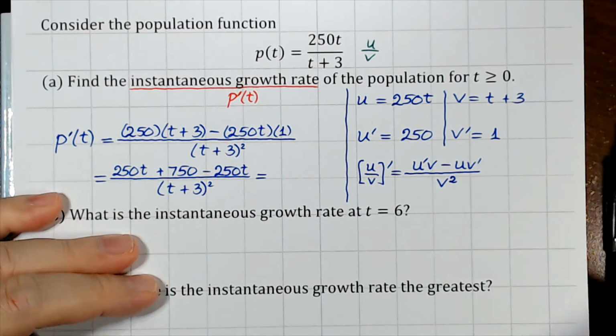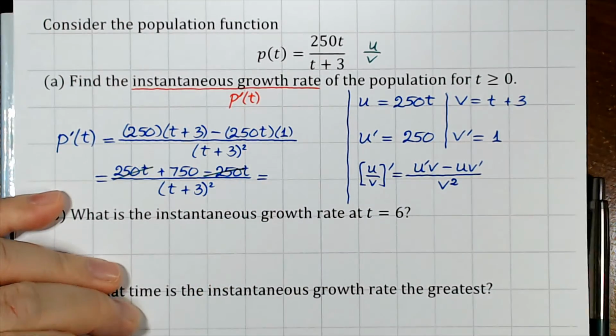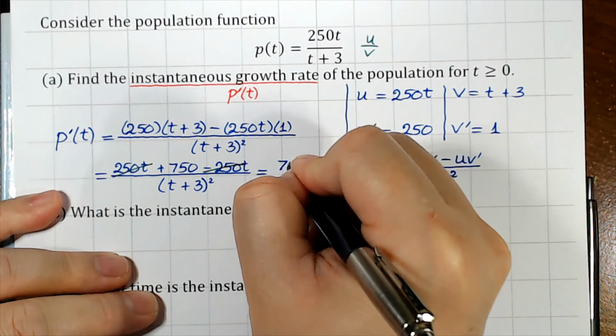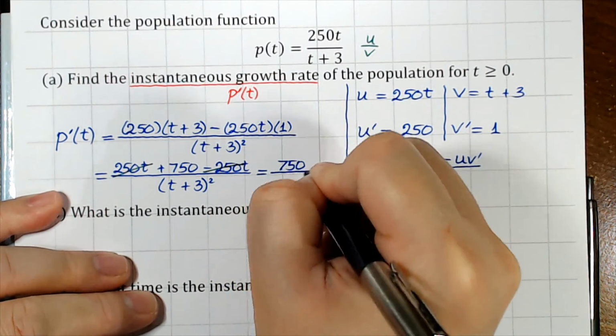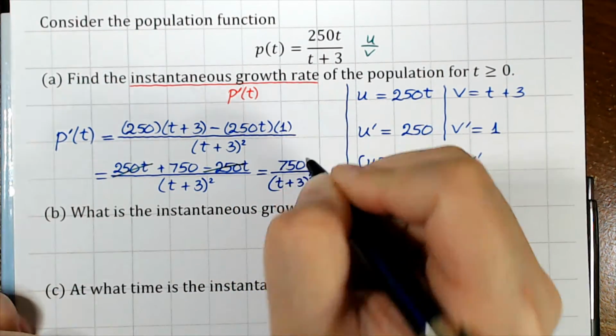250t minus 250t cancels, so we just have 750 over t plus 3 squared.